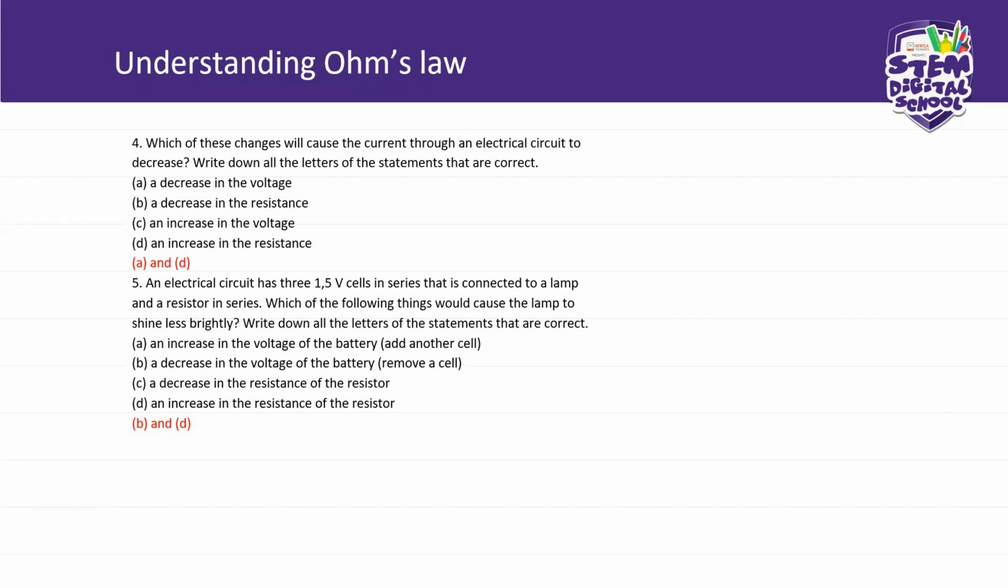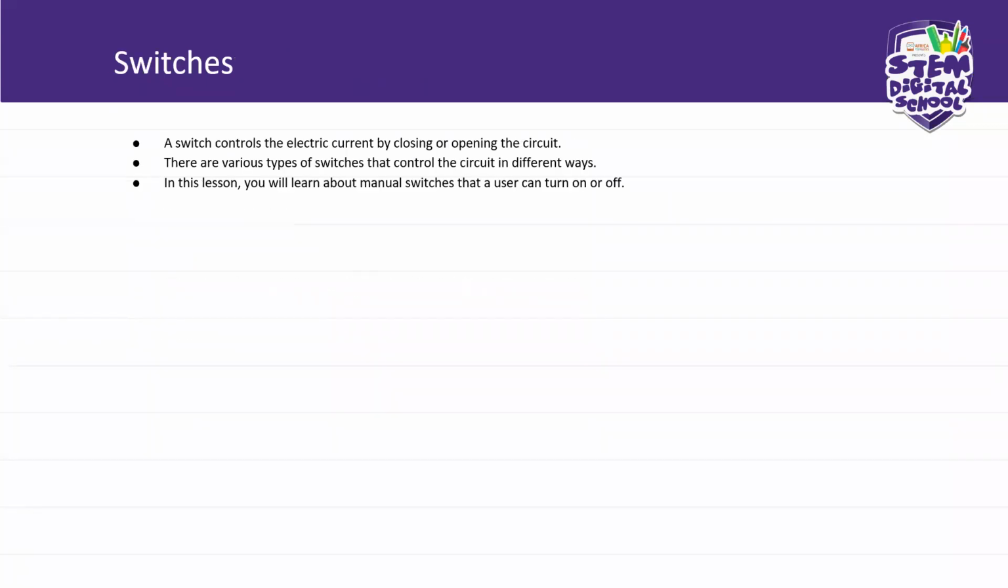Okay. Now, let's look at switches. A switch controls the electric current by closing or opening the circuit. There are various types of switches that control the circuit in different ways. In this lesson, you will learn about manual switches that a user can turn on or off.